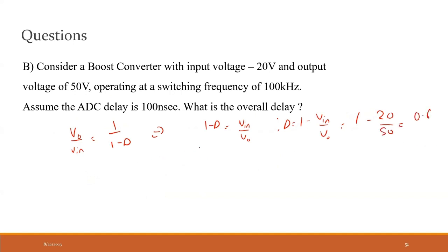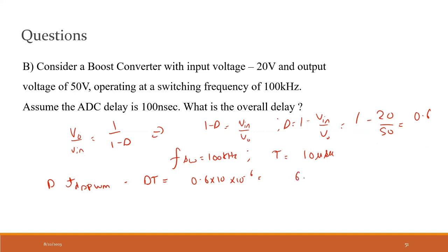Okay, my switching frequency is 100 kilohertz, so my time period is 10 microseconds. So the delay due to DPWM is equal to d into T, that is 0.6 into 10 microseconds. So that comes out to be 6 microseconds. Okay, that is 6 microseconds.